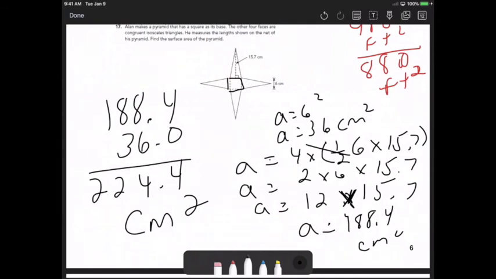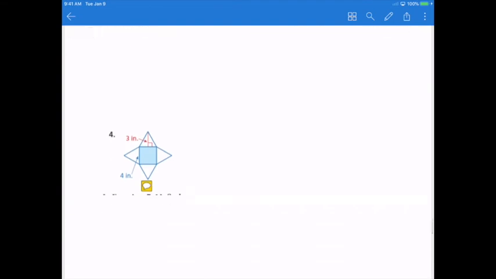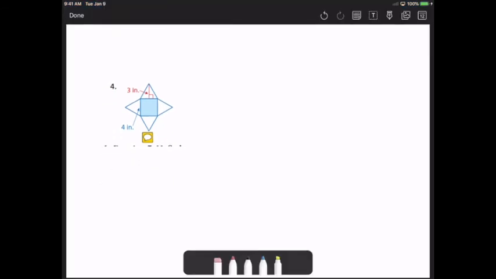Okay. I think we have a couple more. All right, so try this one. The height is 3, the base is 4. This one you might be able to do in your head. All right, pause and hit play.